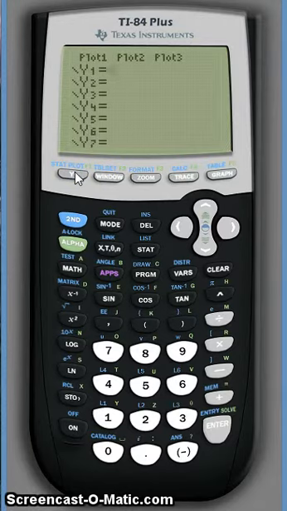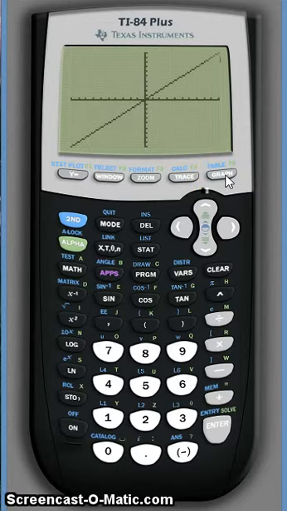The first function we will look at is y equals x. So we're going to push the x, and to see what this function looks like, we will go to the graph screen. As you can see, when we graph y equals x, we get a linear function. Let's practice some transformations and see what we can get.